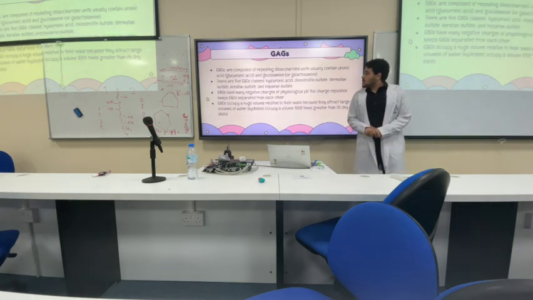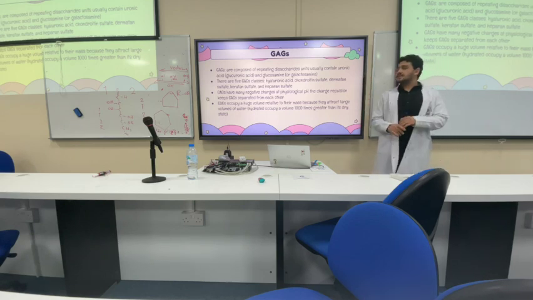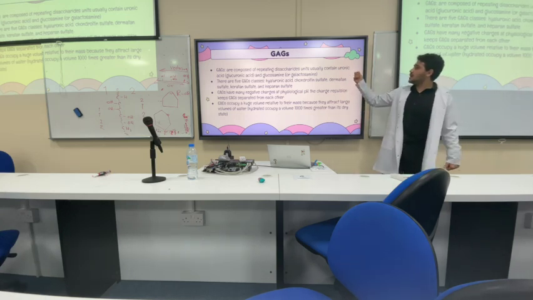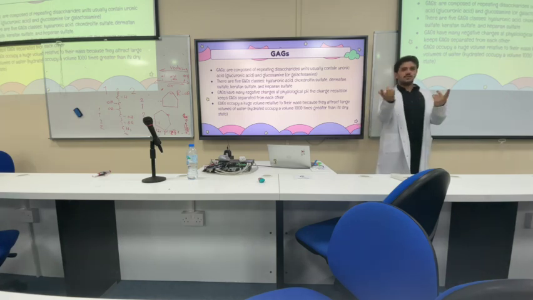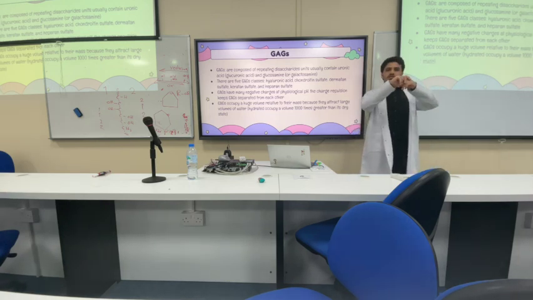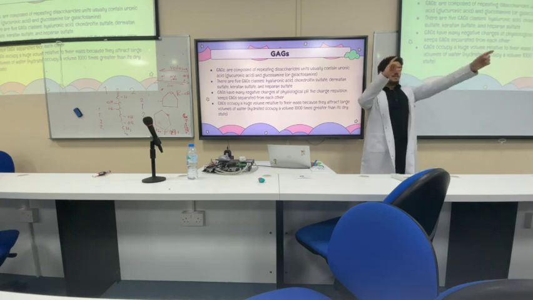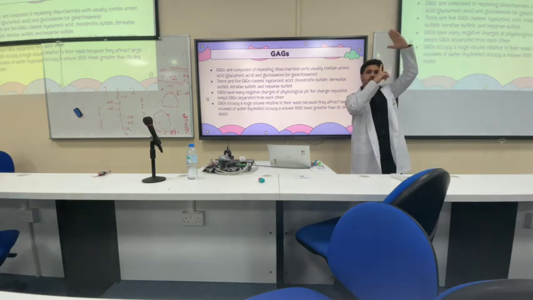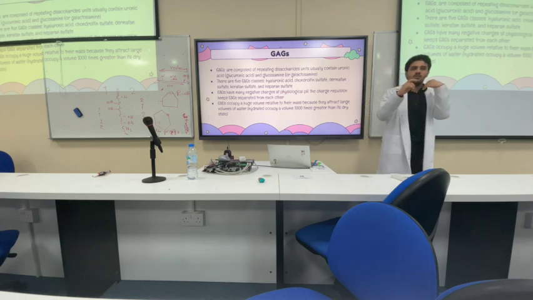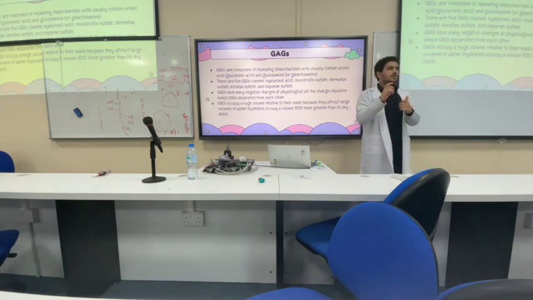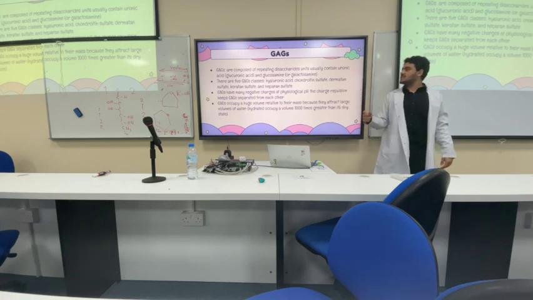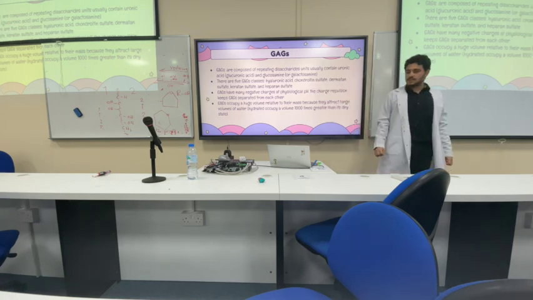The GAGs are composed of repeating disaccharide units, which then make up the polysaccharide, and they contain a uronic acid. Do you remember what the uronic acid is? Do you remember the structure of glucose? We have the aldehyde group on top, and the CH2OH. If we oxidize it, we have a COOH, a carboxylic acid group. When this carboxylic acid group is attached to the repeating disaccharide unit, we have the GAGs.